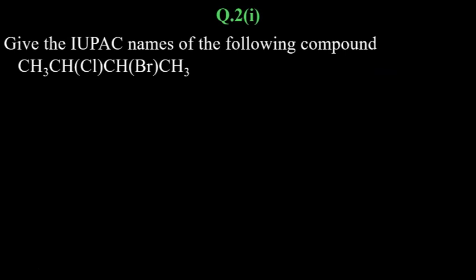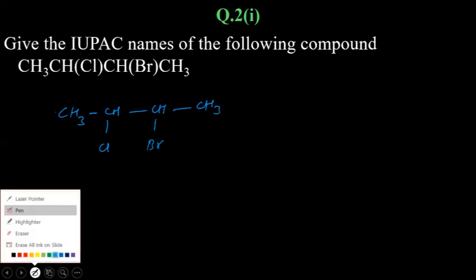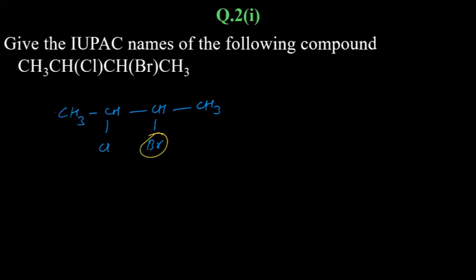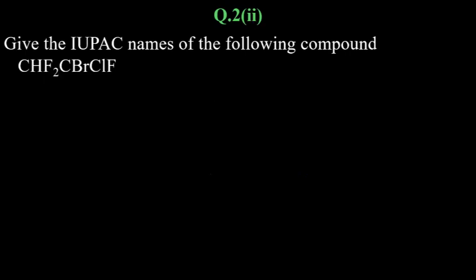Next, give the IUPAC name of the following compound. In this case, you just need to draw the structure. These are very simple ones. We have already done these, okay? CH3, CHCl, CHBr, CH3. Both are the same from both sides, but the bromine comes before chlorine. So numbering will start from the right side. So it will be 2 bromo, 3 chloro, butane.